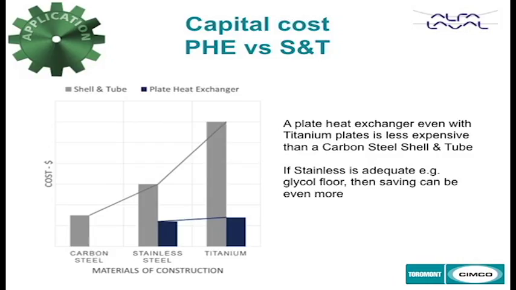This is the capital cost of the plate heat exchanger versus shell and tubes. You can see, normally the shell and tubes are carbon steel constructed, but with special requirements for stainless steel and titanium, the price goes exponentially higher. And on plate heat exchangers, there are those two. We have an even lower price than a carbon steel construction.